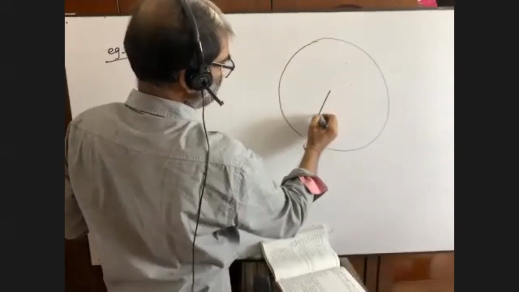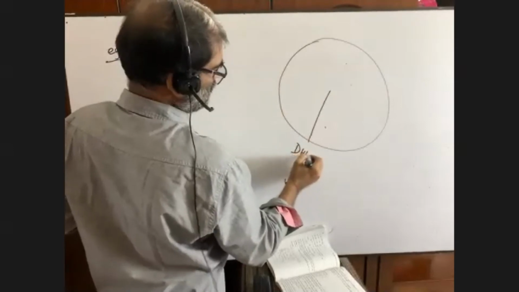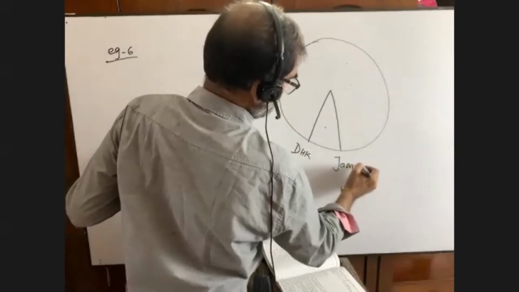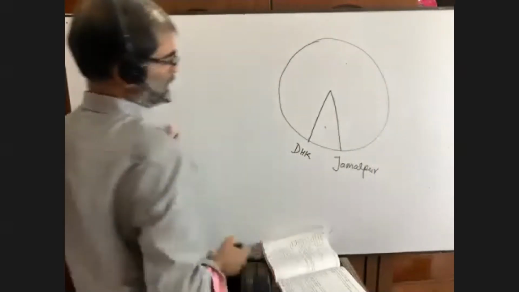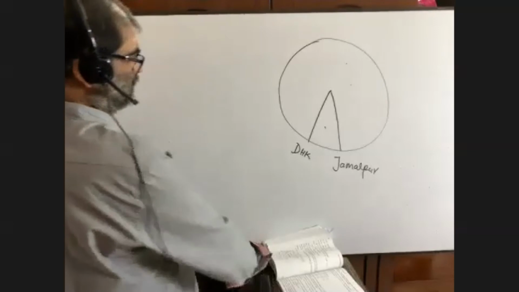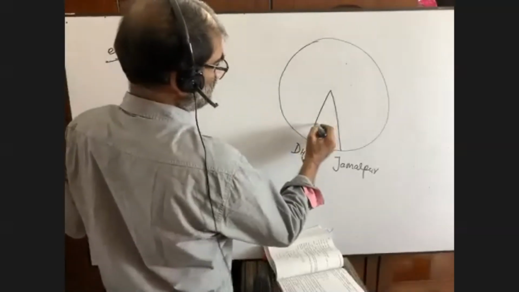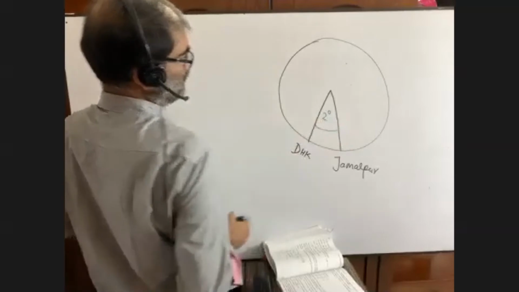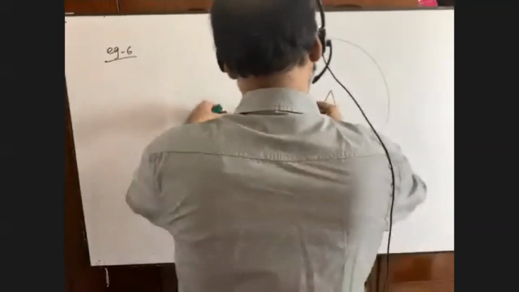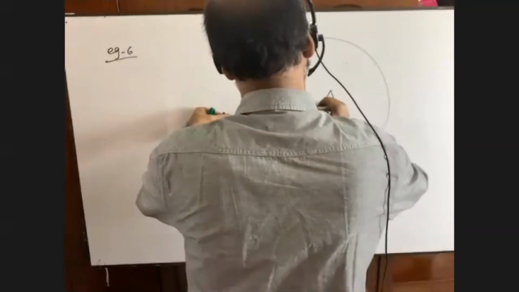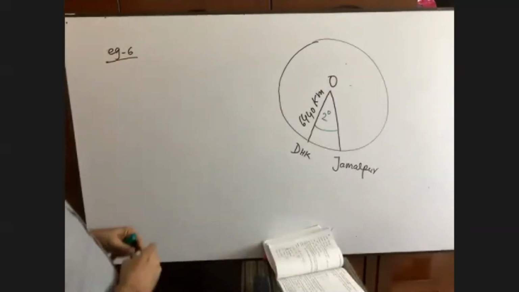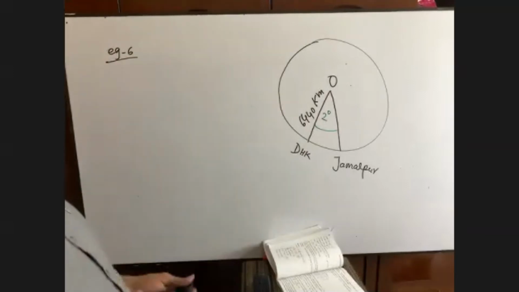Suppose it is Dhaka and suppose this is Jamalpur. You know the angle between Dhaka and Jamalpur? Who can tell me? It is 2 degree. Now, as you know, the radius is 6440 kilometers. Now, please let me know what is the distance between Dhaka and Jamalpur. Time 1 minute.